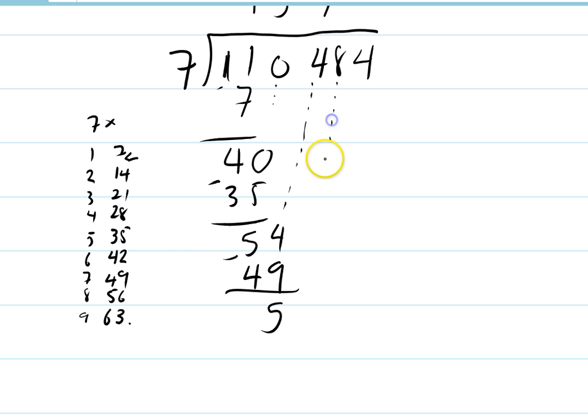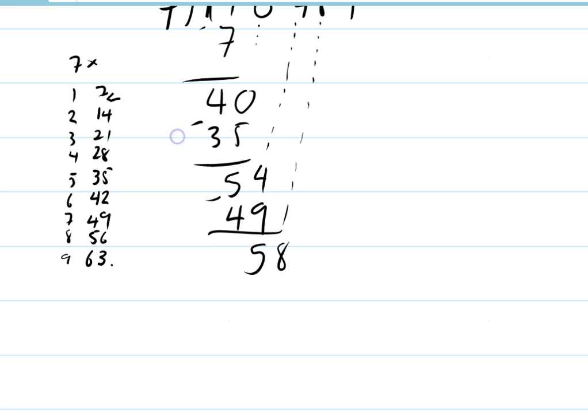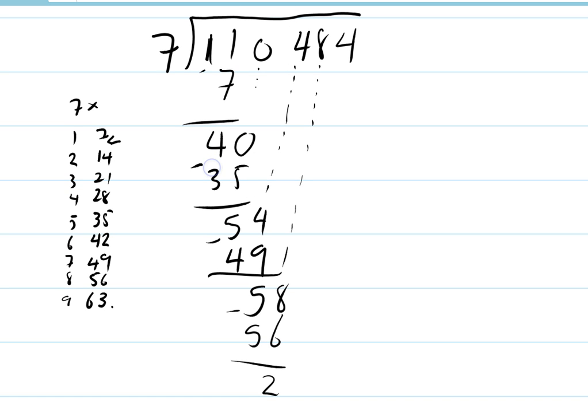Bring down the 8. 7's into 58. Oh, that's 8, isn't it? Because 7 8s are 56 and we've got 58. Take away that's 2. And we bring the 4 down there.